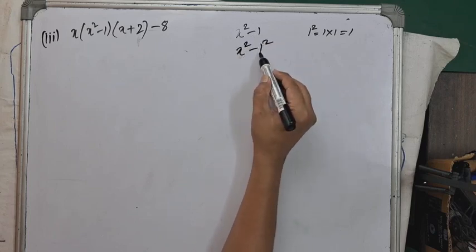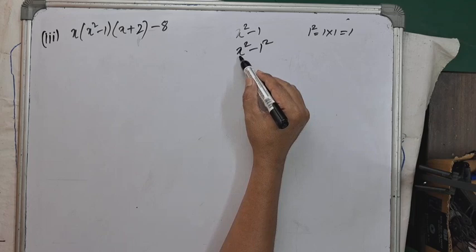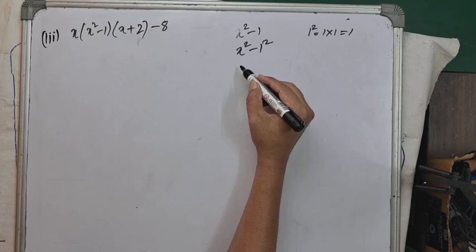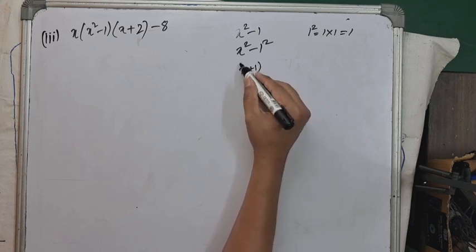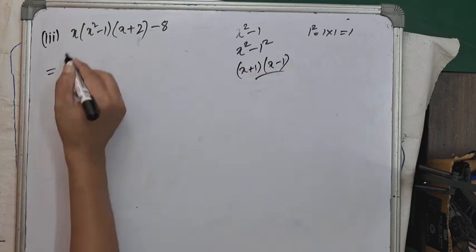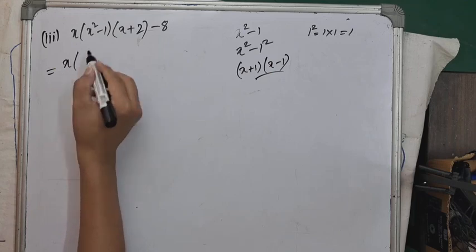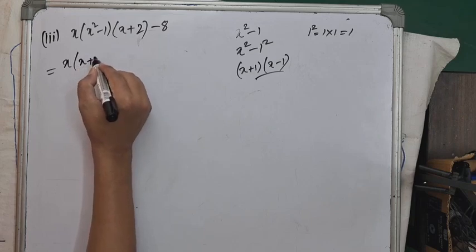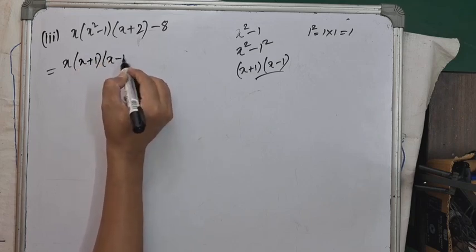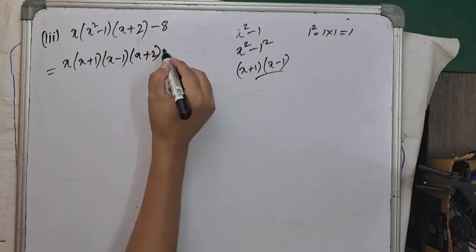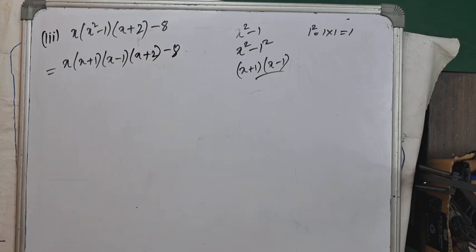Now we can apply the formula a square minus b square. X square minus 1 square means a square minus b square, where a is x and b is 1. So a square minus b square will give us a plus b into a minus b, isn't it? So let's proceed to solve this. This x we write here as it is. Now x square minus 1 square means a plus b into a minus b. Okay, and then x plus 2, and then we have minus 8. Okay, let me erase this.